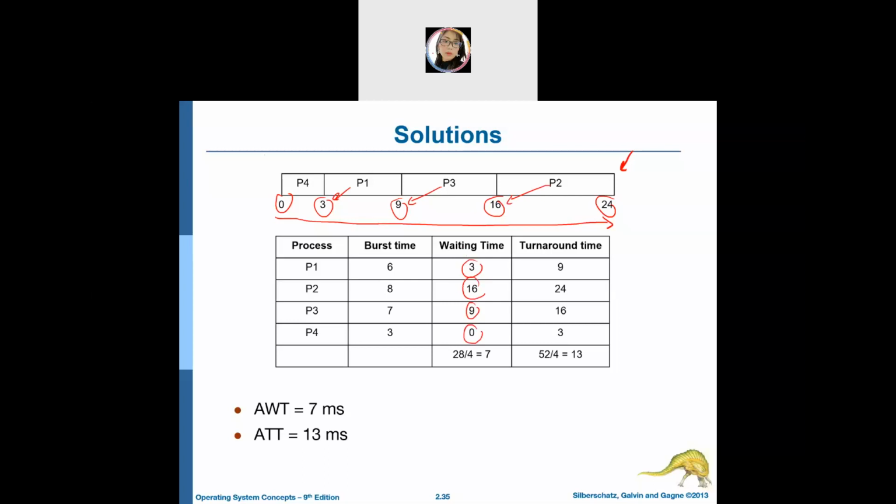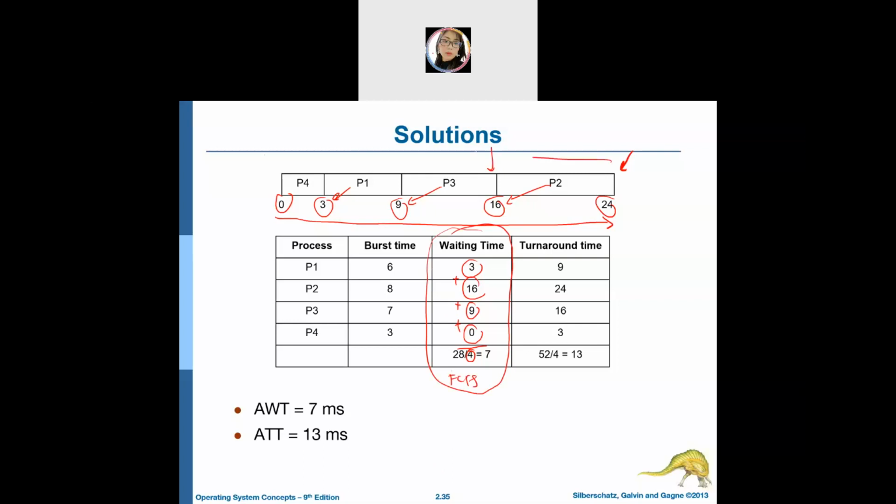After that, you are going to add it all together and average with 4. Why 4? Because you have 4 processes. The calculation is similar to your FCFS. Only when you apply it to the scheduling chart is it different.